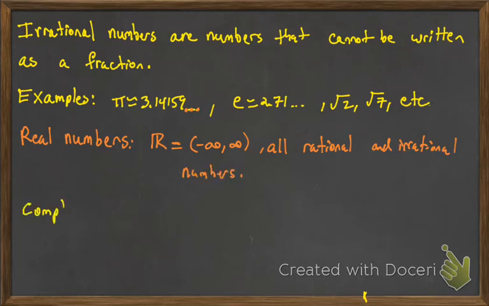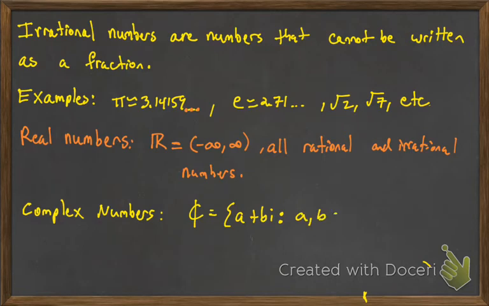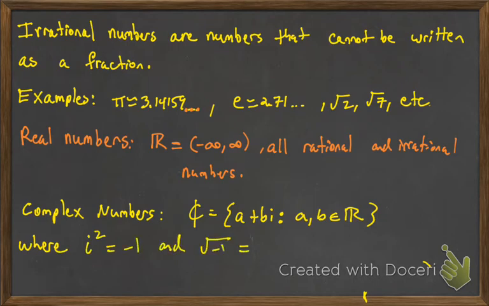And then finally we have the complex numbers, and they use a funny scripted C with a slash through it. And that's going to be the set of all a plus bi, where a and b are real numbers. Okay, and then where i squared is -1 and the square root of -1 is i. So we'll do a little bit more with i a little bit later, but hopefully you got a little bit of familiarity with i. And let me give you a couple examples of what some complex numbers look like.